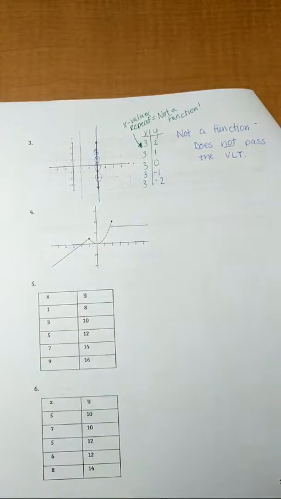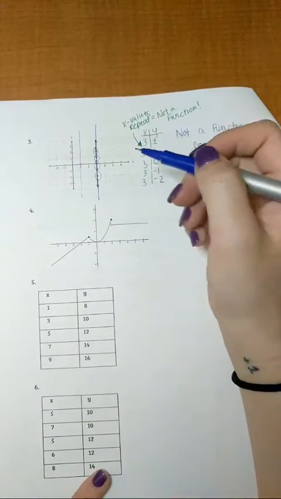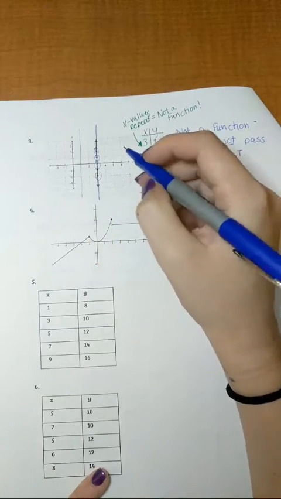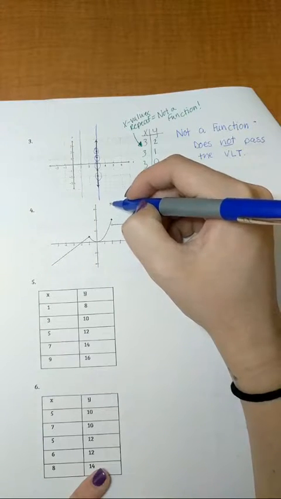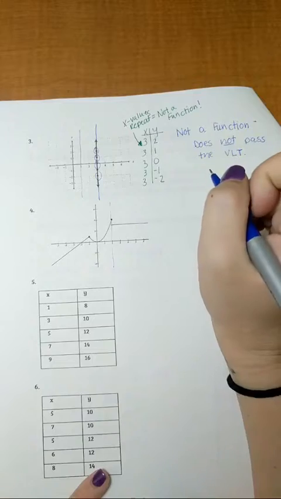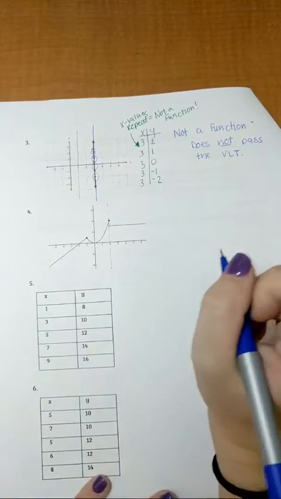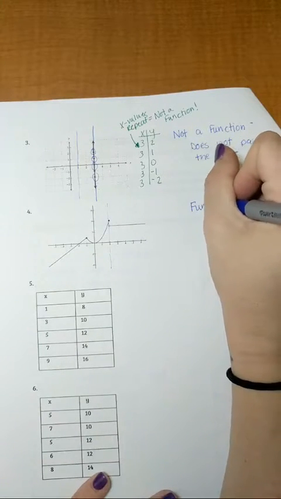So number 4. So if I put a vertical line anywhere, the big question is going to be this one right here. If I put a vertical line right here, does it cross twice? And the answer is no, which means that this is going to end up being a function.